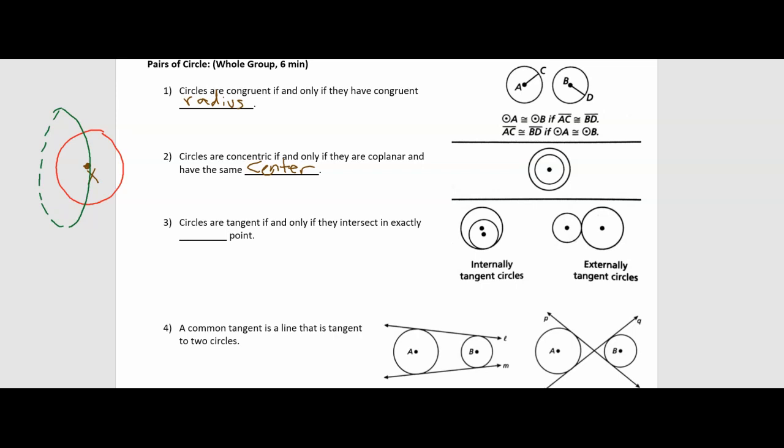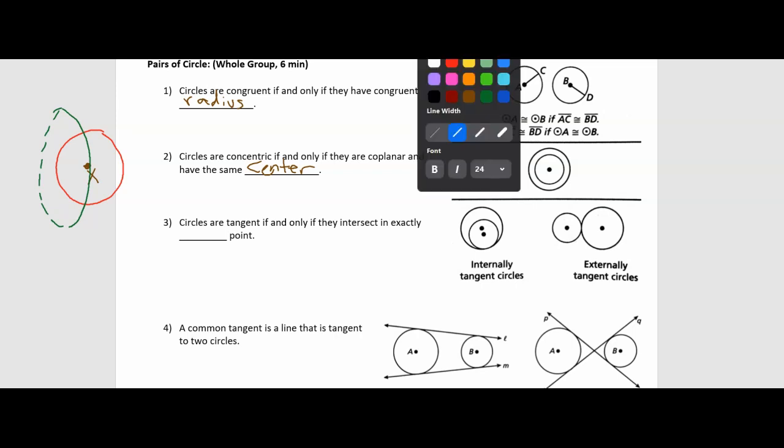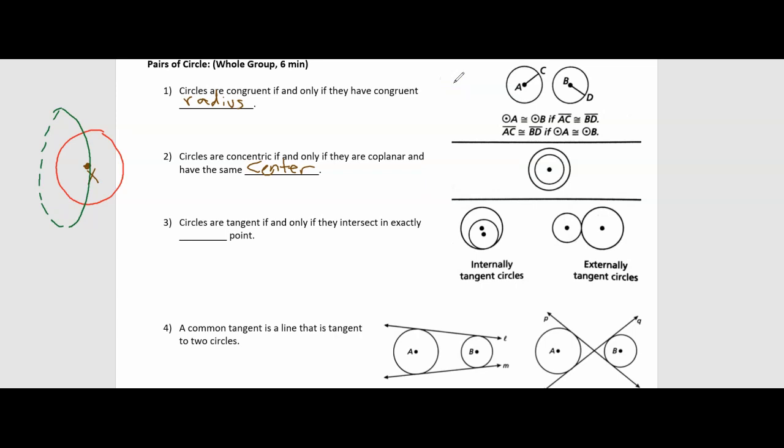Circles are tangent if and only if they intersect in exactly, well, think about what a tangent line on a circle represents. It intersects a circle once. Tangent circles intersect each other in exactly one point. So if we come over here, those two circles intersect there. These two circles intersect here. It's possible to have internally tangent circles. That's where one circle lies completely within another. And externally tangent circles, that's where one circle lies completely outside the other, again, except for that point of tangency.